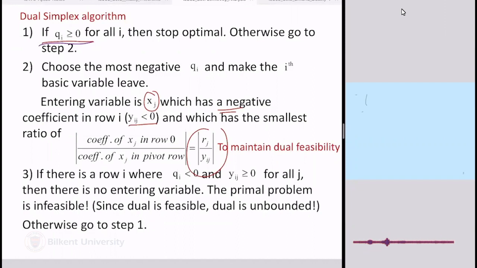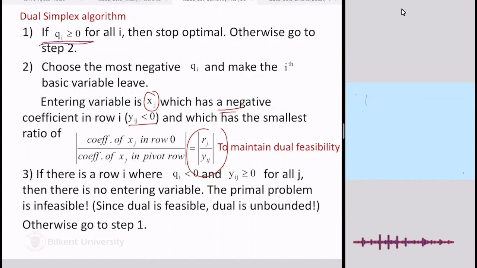It was right-hand side over the y in the simplex. Now it's going to be row 0 over the y, but in absolute value, because I want those y's to be negative. And you pick the one which has the smallest ratio. Again, smallest ratio wins. Then that variable will be my entering variable.